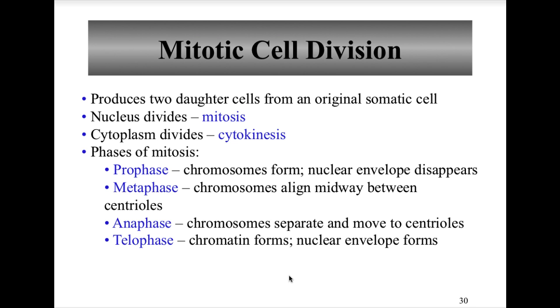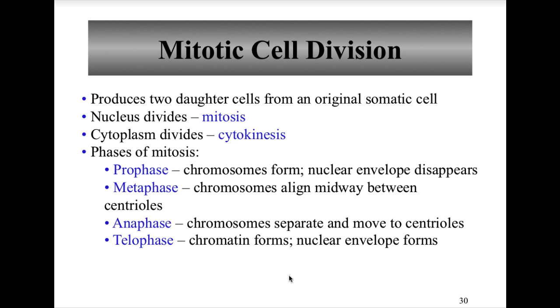In anaphase, the centromere holding the chromosome pairs together splits or separates, and the individual chromosomes migrate in opposite directions on the spindle fibers toward the poles of the cell. And now we start to have cytokinesis beginning as we move into that last stage called telophase.